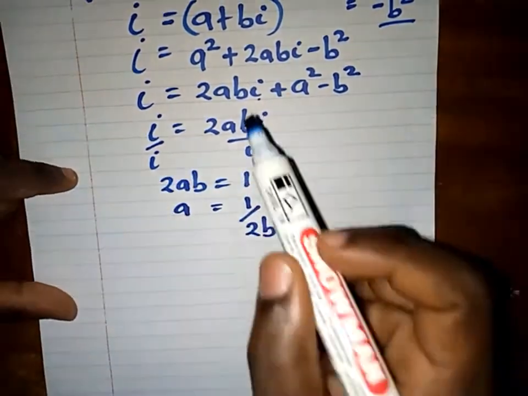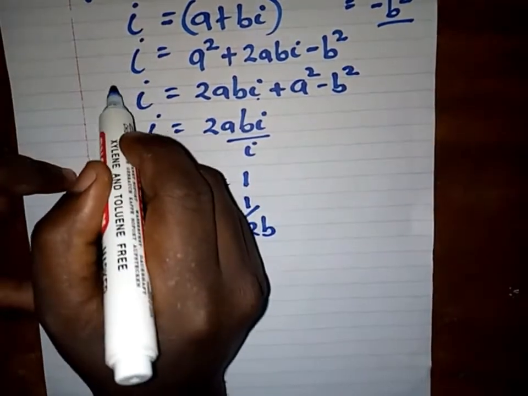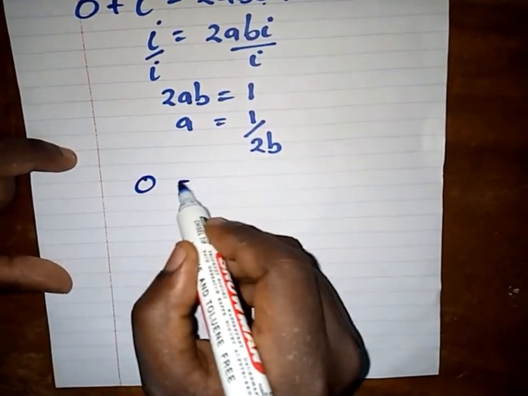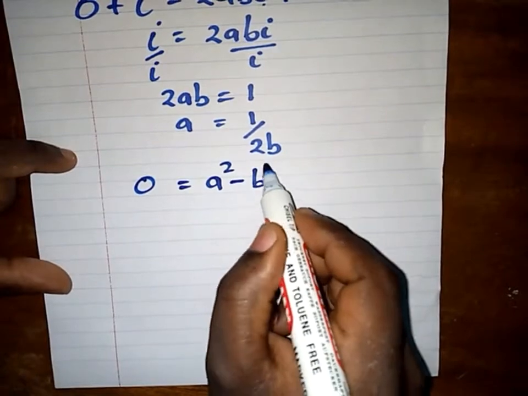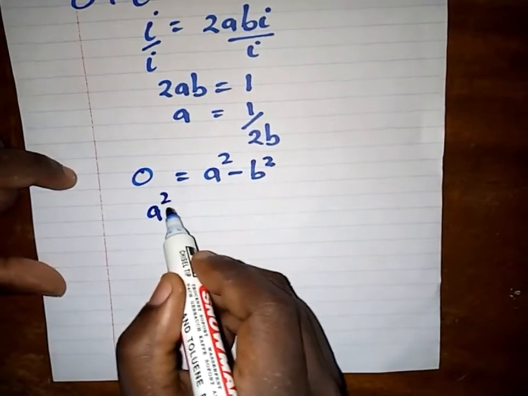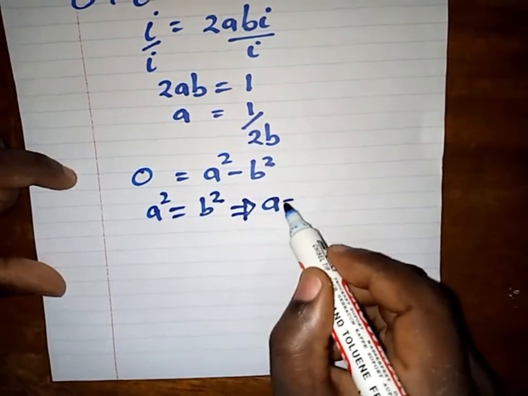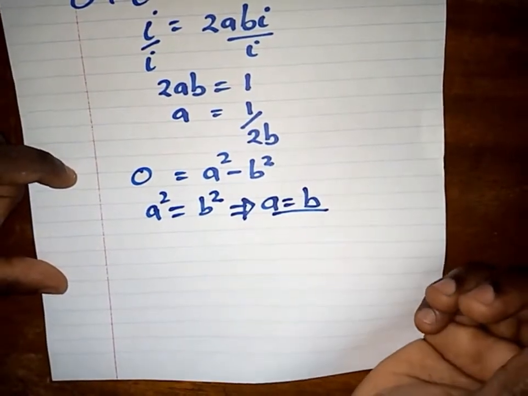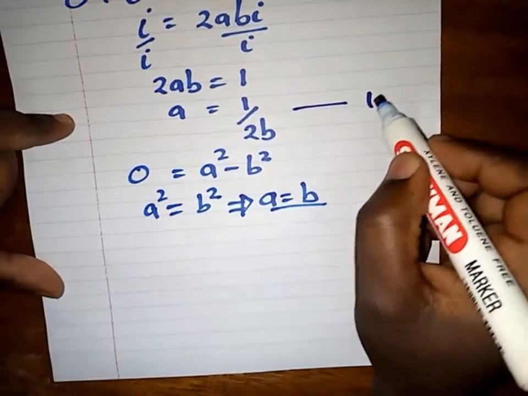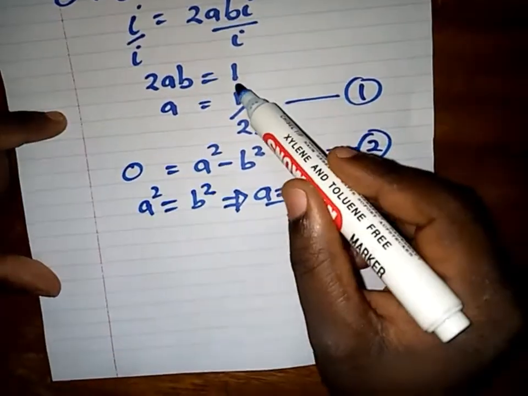So remember, we have equated this side is i and this side is i. So let us equate this side. This side is another 0 that we don't know. That means 0 equals a squared minus b squared. So a squared minus b squared is the same as a squared equals b squared. That means a is equal to b. So this is our equation 1, this is our equation 2. From this one, we are going to include the value of a.